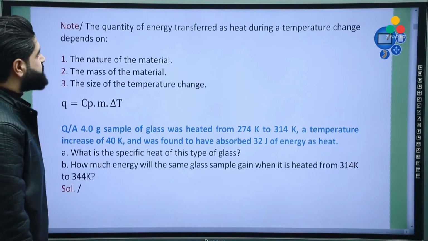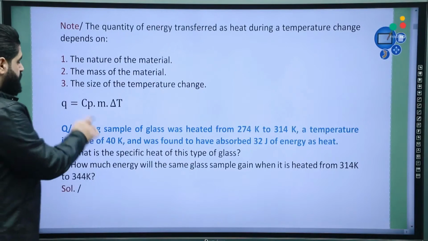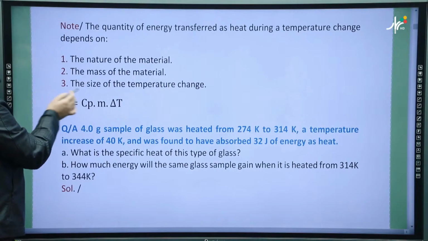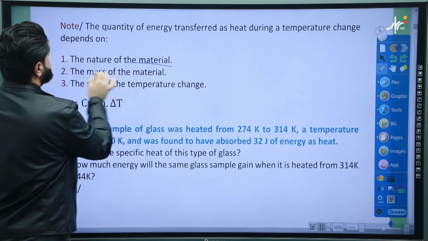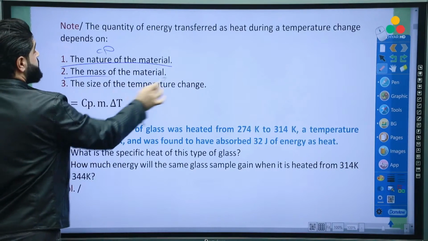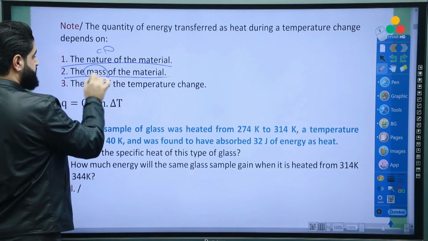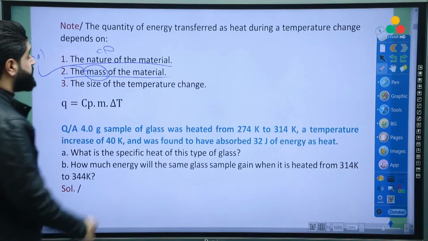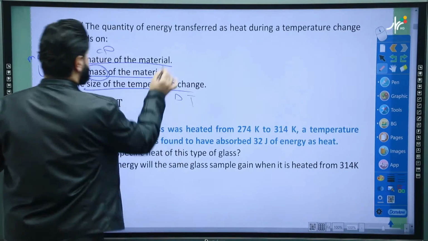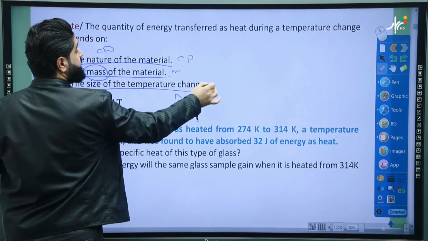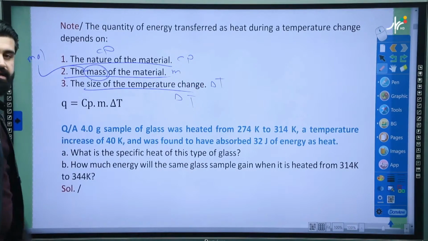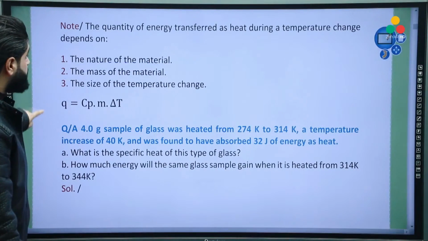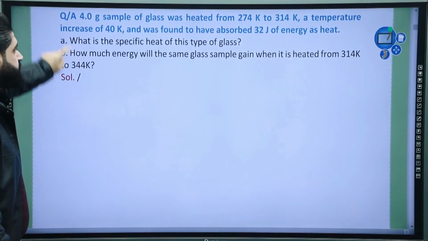The quantity of energy transferred as heat during a temperature change depends on, I just explained it, Cp, M. Look, the nature of the material. Nature means Cp. The mass or the amount. If you see mole, it's also correct. The size of the temperature change means delta T. So this is Cp, it's M, it's delta T. So these are the factors that influence the value of Q. Let's solve mathematical problems about Cp.